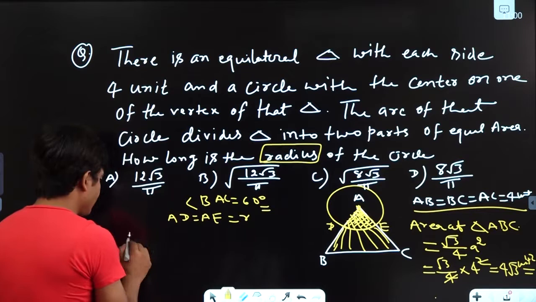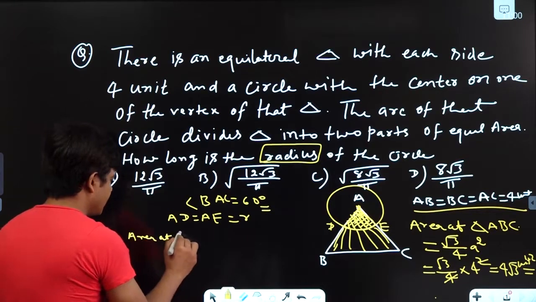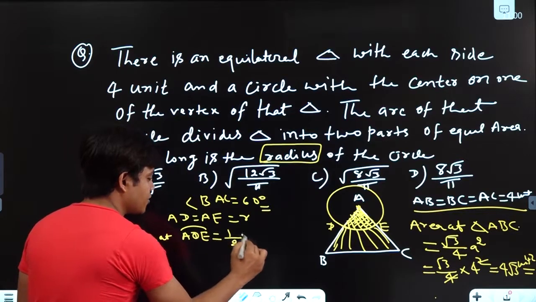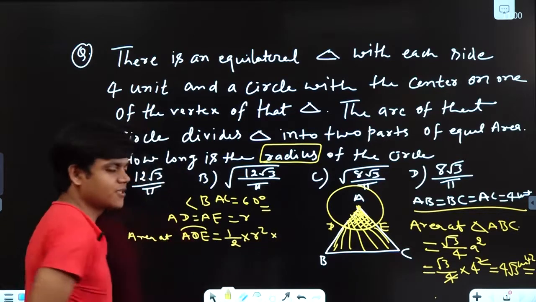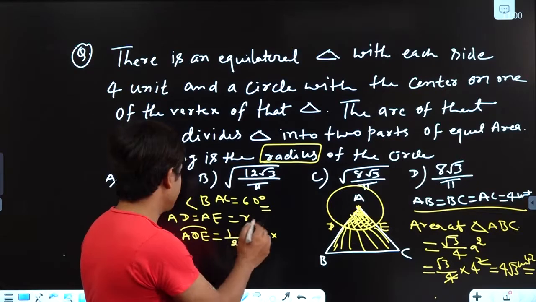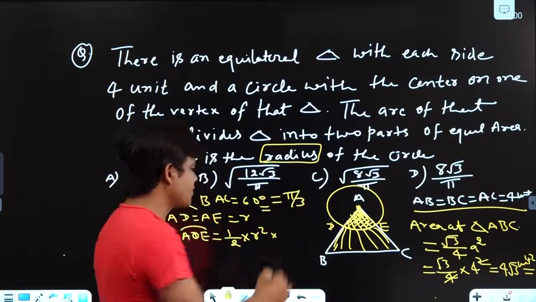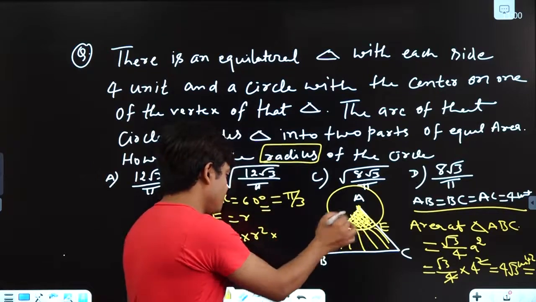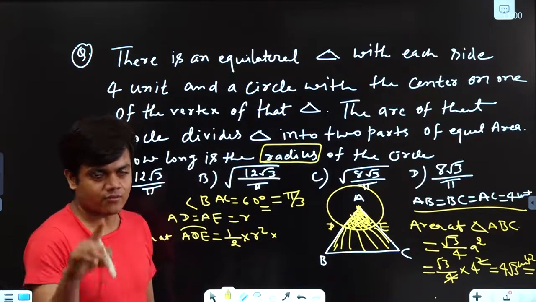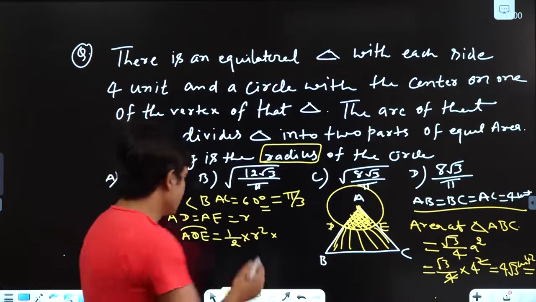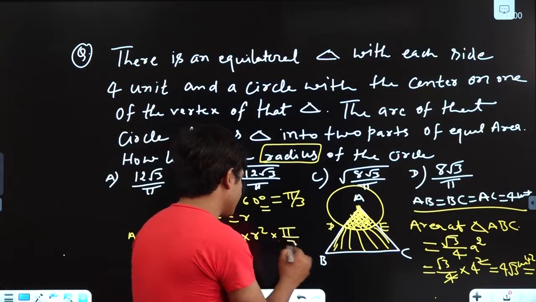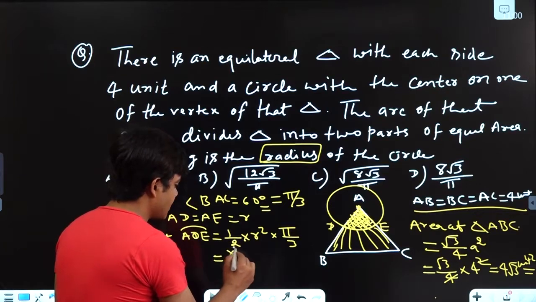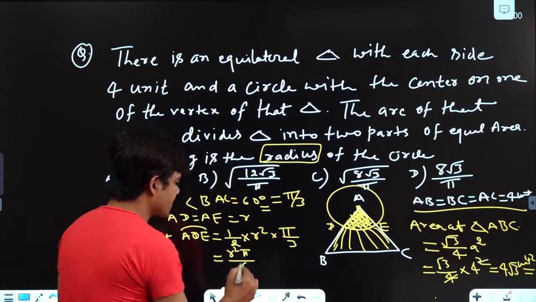So area of ADE will be equals to what? 1 by 2 into R square, and what is your theta? Pi by 3. Okay, this was the formula of this sector. 1 by 2 R square theta was the formula. You have read it in class 10th. So 1 by 2 R square into pi by 3. So what have you gotten from this? R square pi by 6.